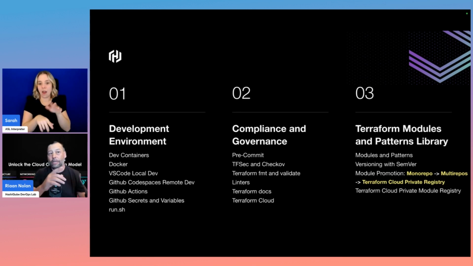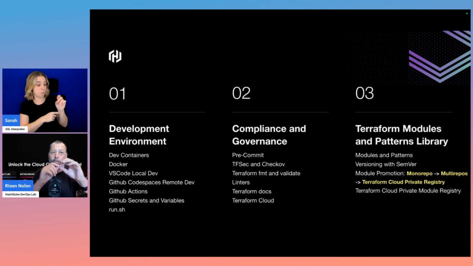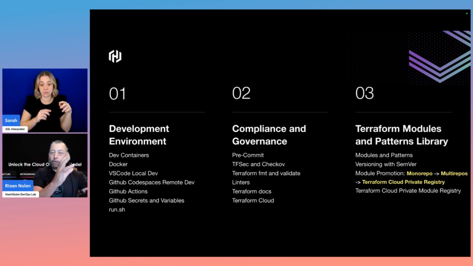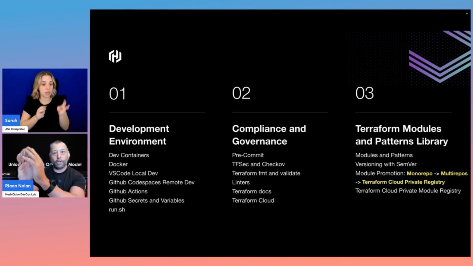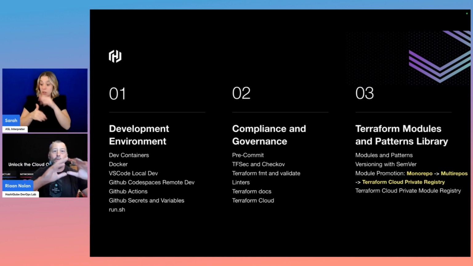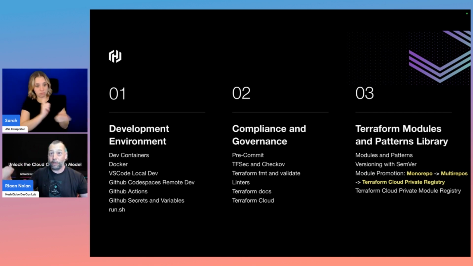But just before that, it will also take your modules and, using a .module-version file, will take these modules in a monorepo and publish them in their own little repository. Thereby, we take all of these modules in this monorepo and we create multi-repos out of all of them. And then this will be sucked in by Terraform Cloud to be used in your private modules registry.